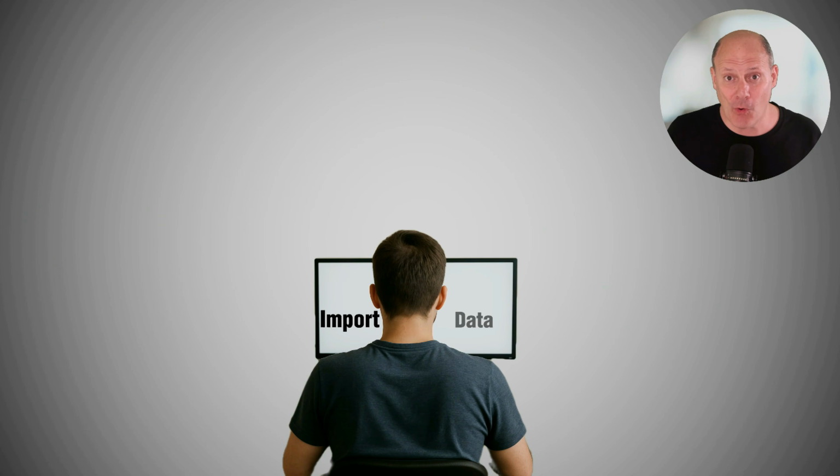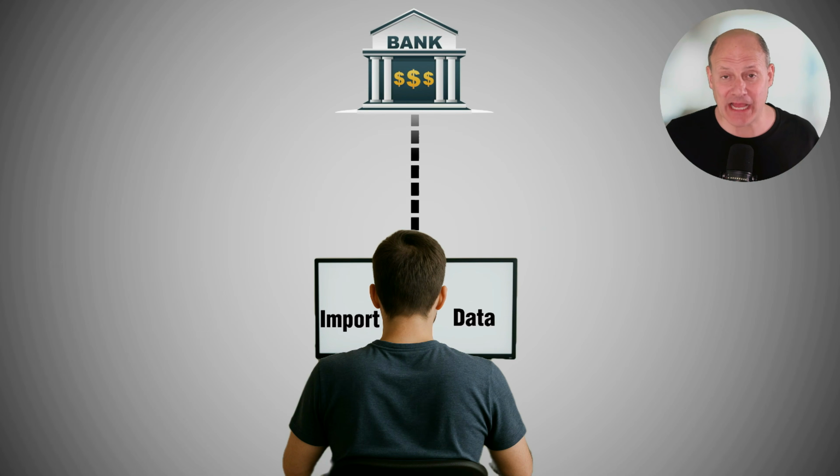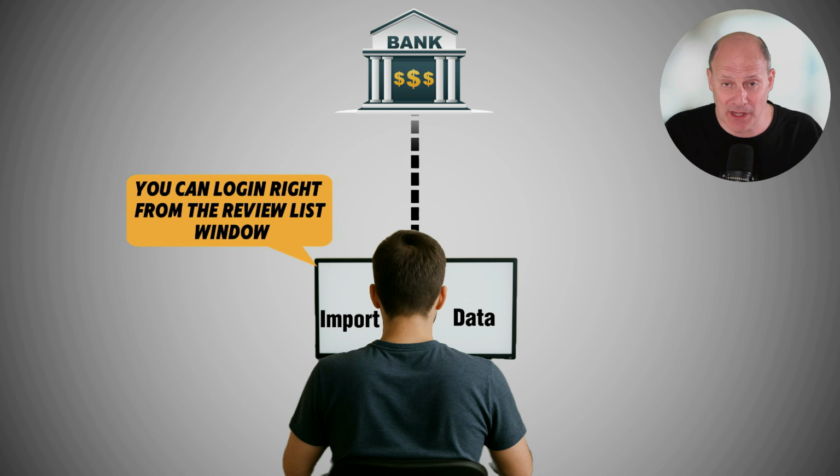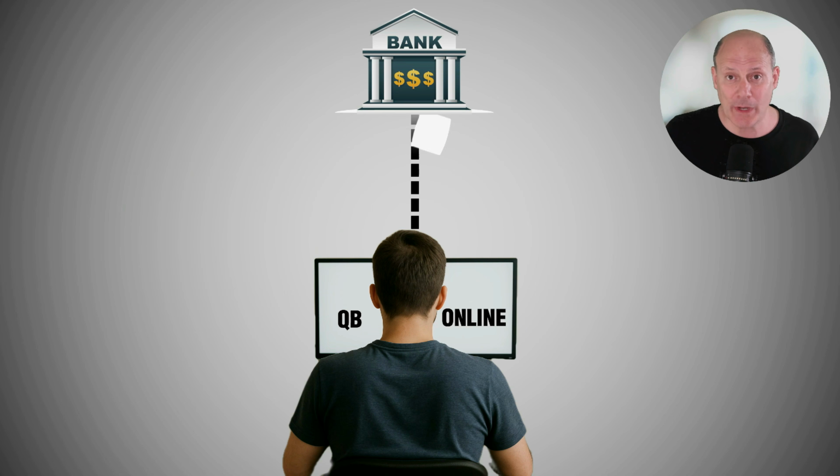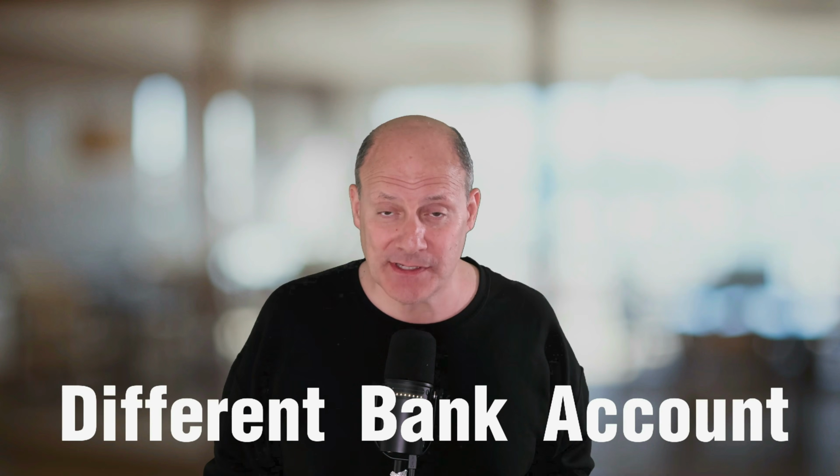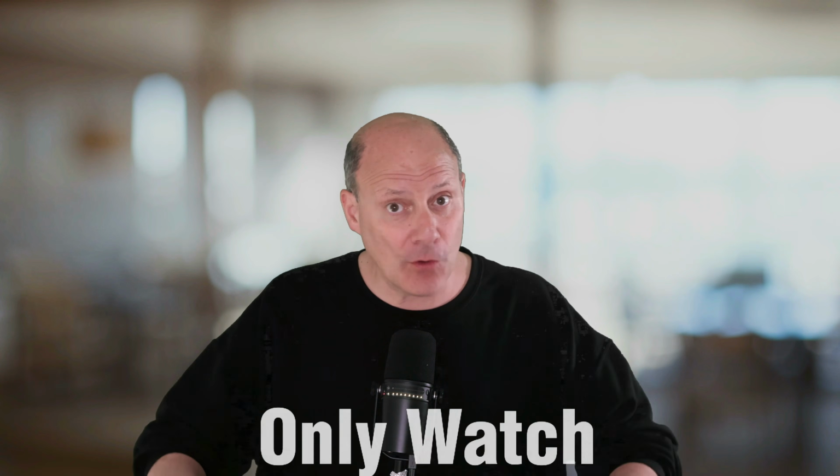So now we'll see what it looks like when you actually import the data by downloading it directly from the bank. This means you can log in right from the review list window and tell QuickBooks Online which transactions you want to pull from your bank and go automatically on the review list. Now, in this example, I'm not going to bring my bank's data directly into the account that we are already using. I'm going to choose a different bank account, and this part of the lesson is only watch. It's not follow along step by step.